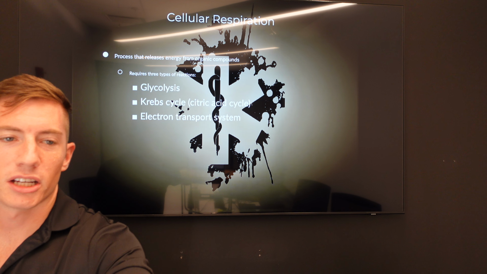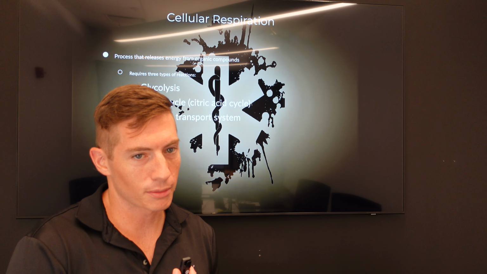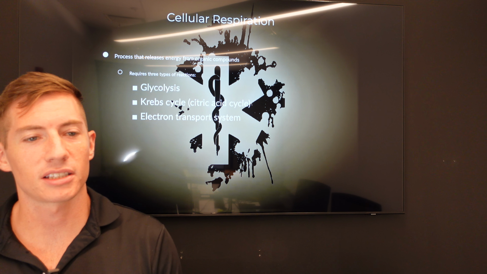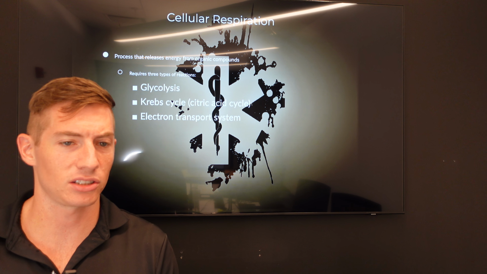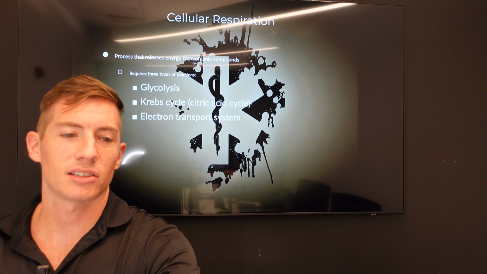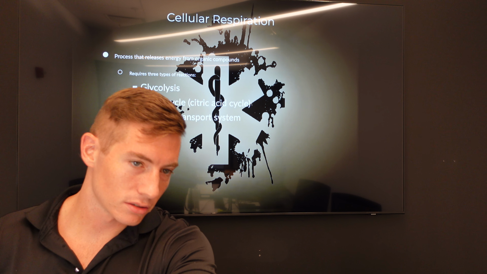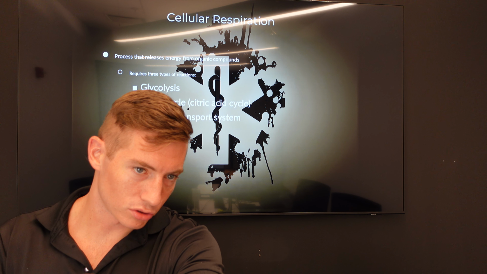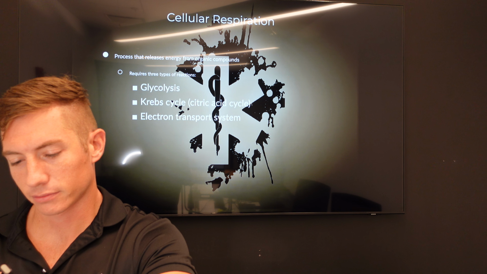Cellular respiration is a process that releases energy in the form of ATP and requires three types of reactions: glycolysis, the Krebs cycle, also known as the citric acid cycle, and the electron transport system. It is the oxidation, or use, of glucose by the cell to produce carbon dioxide and water and the high energy molecule ATP.